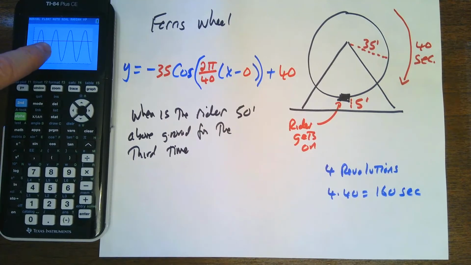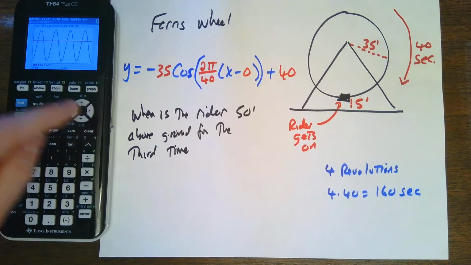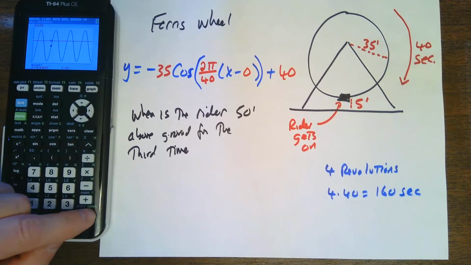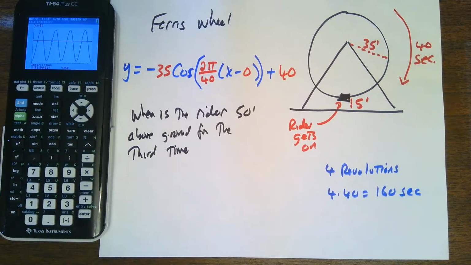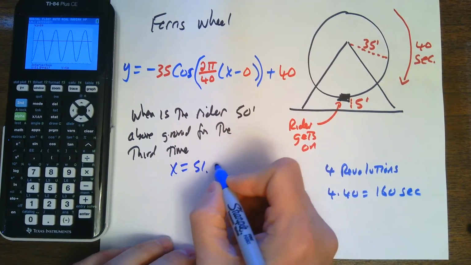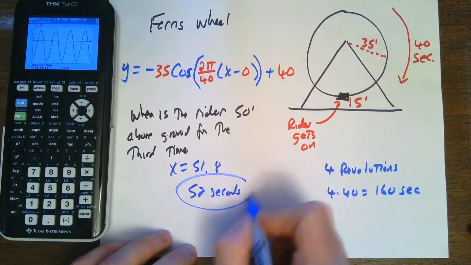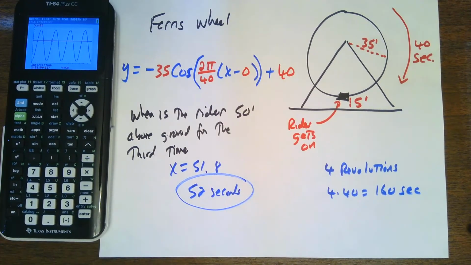What time is that intersection? G-Solve intersect, Casio users, and you're going to have to go over 3 times. TI users, 2nd trace, intersect, and I want to get my little cursor over there where the 3rd point is. There it is. Drop the pins on either side, and it looks like when X is 51.8, so about 52 seconds after getting on the ride. About 52 seconds after getting on the ride, you are 50 feet high for the 3rd time, and it looks like you're going up.